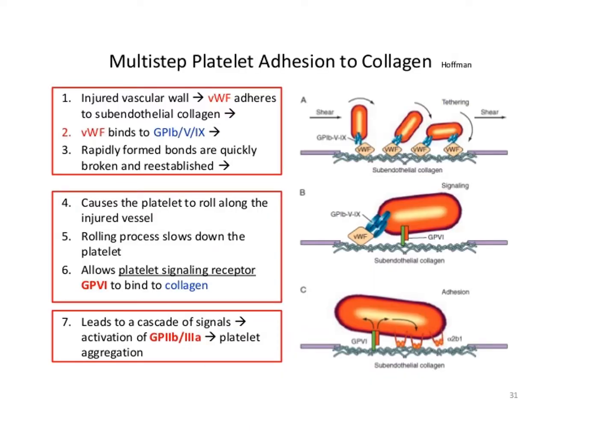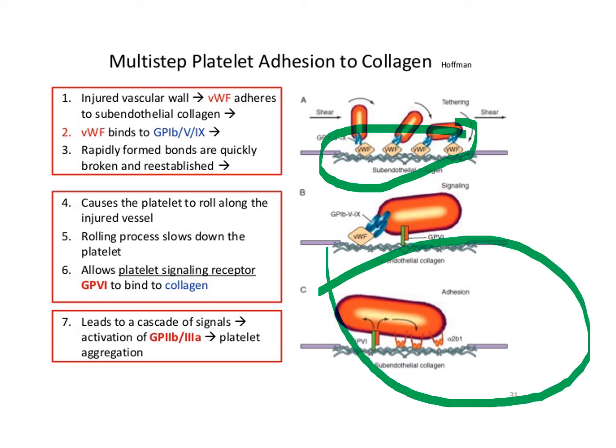This slide shows the sequential steps which happen in platelet adhesion to the collagen. Here in the injured vascular wall, the von Willebrand factor adheres to the subendothelial region and it binds to GP1B 5 and 10, and the rapidly formed bonds are quickly broken and also re-established, which causes the platelet to roll along the injured vessel. The rolling process slows down the platelets and allows the platelet signaling receptors to bind to the collagen, which leads to a cascade of signals leading to the activation of GP2B and 3A, finally leading to platelet aggregation.